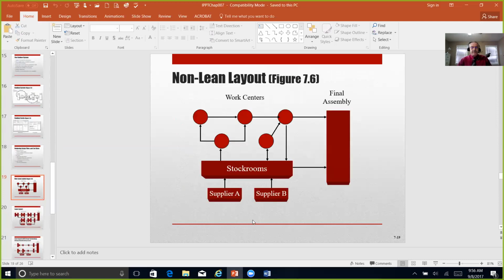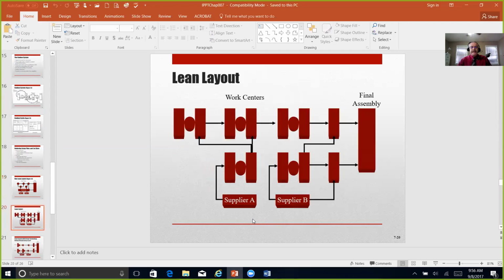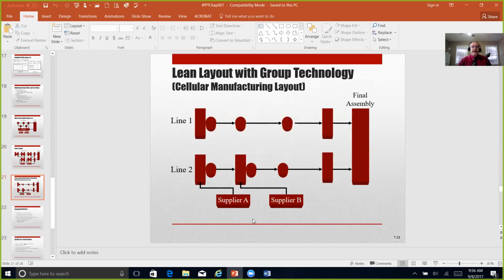Here is an example of a non-lean layout, figure 7.6, a lean layout, and a cellular manufacturing layout that we see on page 149. And this really is an illustration of how a natural effect occurs when we lay out our plant and equipment. And if we're not careful, we can make it encumbered where we're actually losing efficiency and productivity just by the way we're physically laid out.